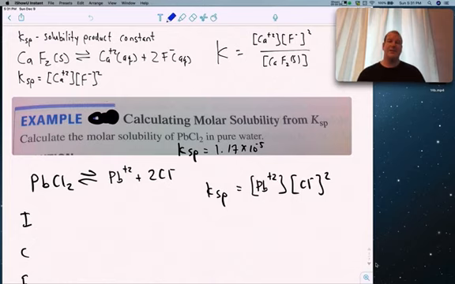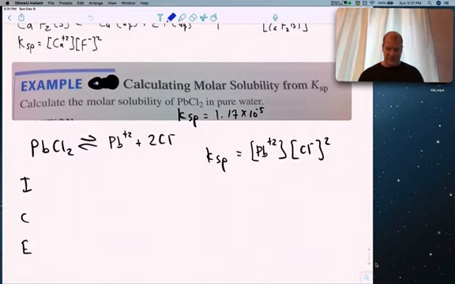Calcium fluoride is a solid. We do not include that in the equilibrium expression. Therefore, it's just the ions. So the Ksp is just the calcium ion and the fluoride squared, because there's two of them.